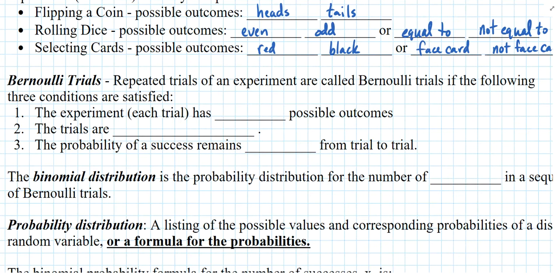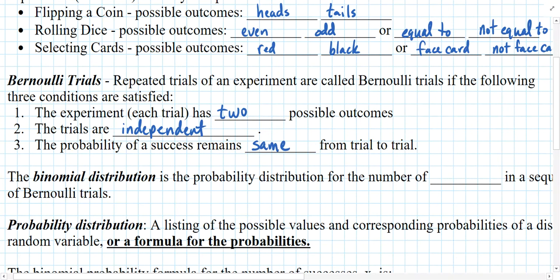When repeated trials of an experiment meet the following criteria, they are known as Bernoulli trials. The first condition is that each trial has only two possible outcomes, often called success or failure. The second condition is that each trial is independent of one another. The success or failure of one trial does not affect the others. The final condition is that the probability of success remains the same from trial to trial.